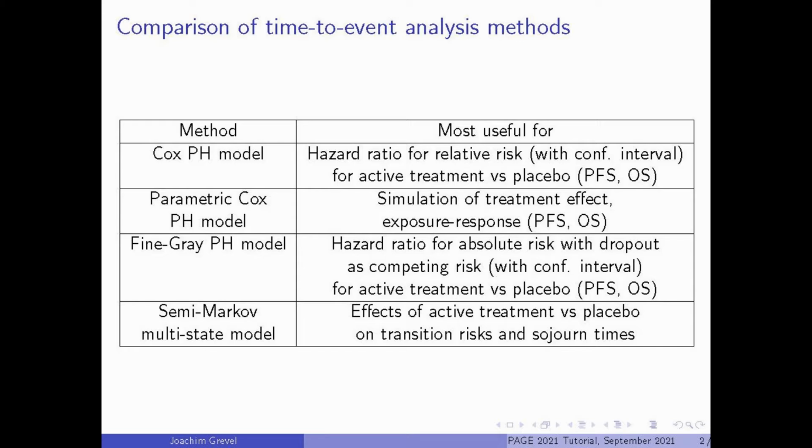There's the Fine-Gray proportional hazard model, which will take dropout as a competing risk when calculating the hazard ratio of the absolute risk of an event occurring. And today we will focus on a new methodology, the semi-Markov multi-state model.